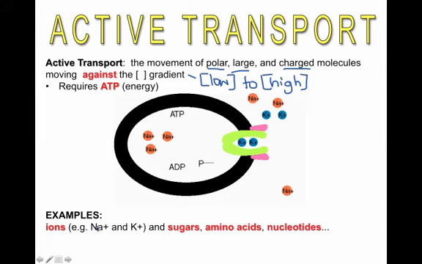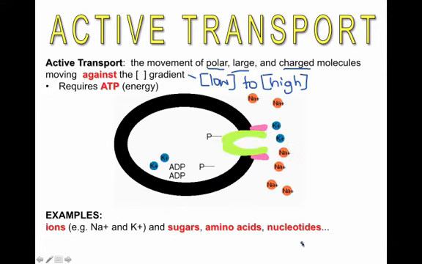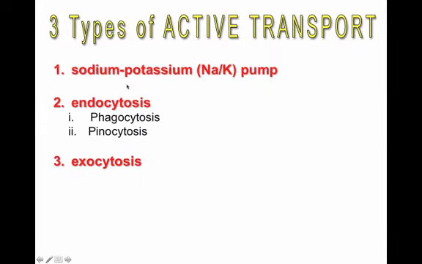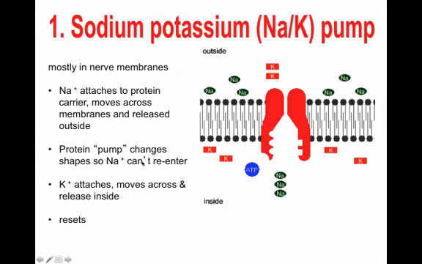And so here are some examples of things that will move by active transport. There's that sodium and potassium as shown in the animation, as well as some sugars, amino acids, and some nucleotides that will also move by active transport. And so here are the three types of active transport that we are going to look at. The sodium-potassium pump, which is a protein pump. Another process is called endocytosis, which can be broken down into two different types, phagocytosis as well as pinocytosis. And the last one is exocytosis.